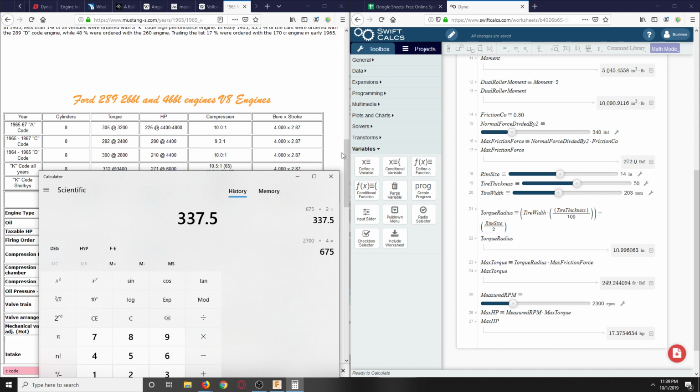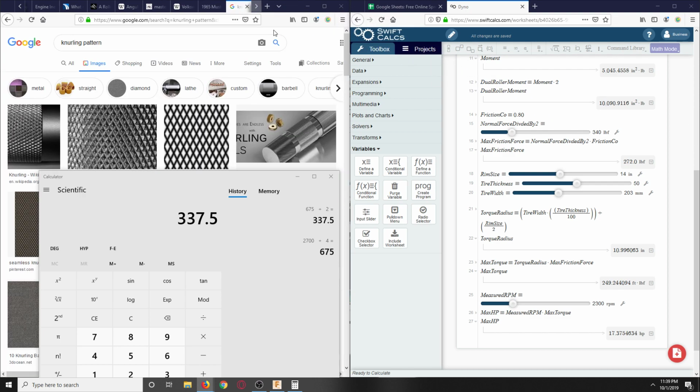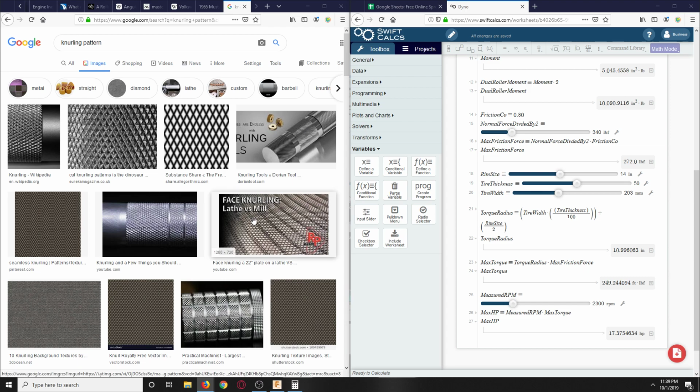Now, remember, one of the things that I want to do to these rollers before they are installed is knurl them. Now, knurl is basically, let me see if I can show you. Knurling pattern. Okay, so this is basically what a knurling pattern looks like. And basically, it's these diamond shapes.